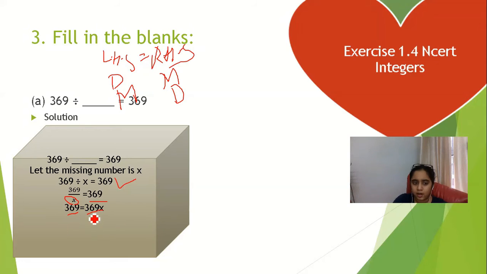So here it is in a multiplication form with the x. When it goes to the left hand side, it will divide by 369. So our equation will become 369 divided by 369 equals x. Now this 369 will cancel with the other and our answer will be 1. So x would be 1. Therefore we have filled this blank: 369 divided by 1 equals 369.